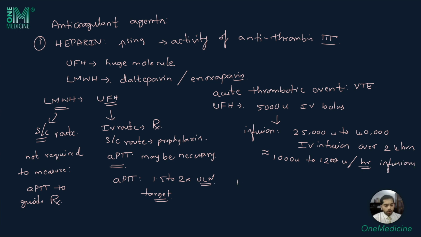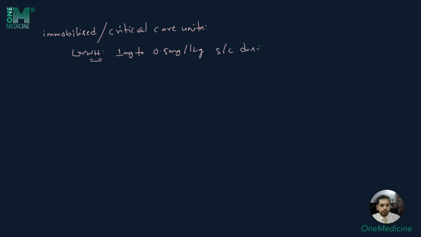In patients receiving low molecular weight heparin, the dosing of enoxaparin is usually 1 milligram per kg given as subcutaneous dose twice daily. Patients who are immobilized or in critical care units need a prophylactic dosing of low molecular weight heparin, which is usually given as 1 milligram to 0.5 milligram per kg as a subcutaneous dosing, usually once daily. In places where low molecular weight heparin is not available, unfractionated heparin is given in the dosing of 5,000 units subcutaneously twice daily or 3 times a day.